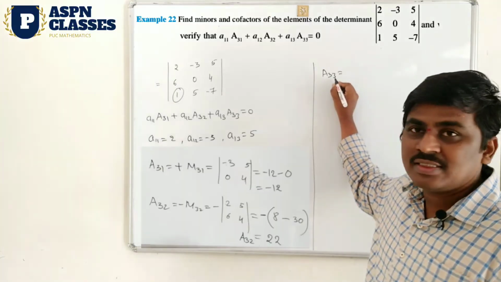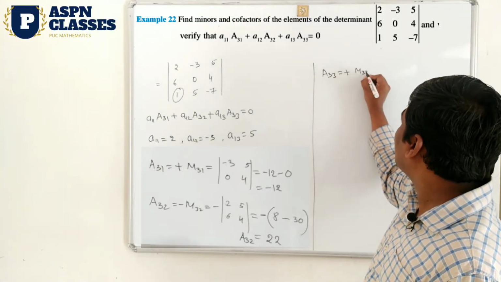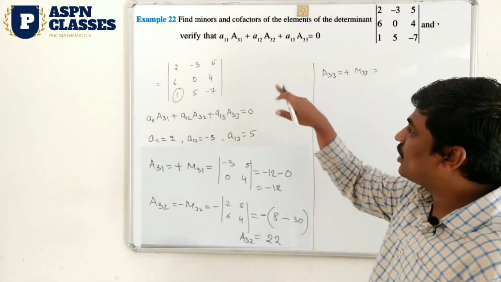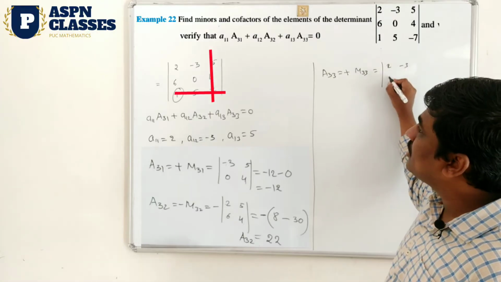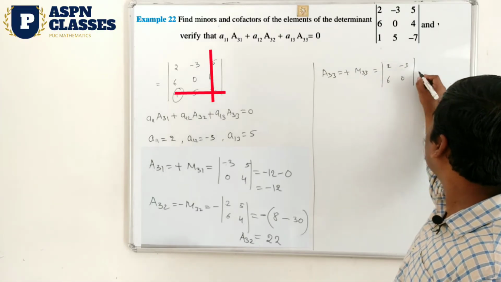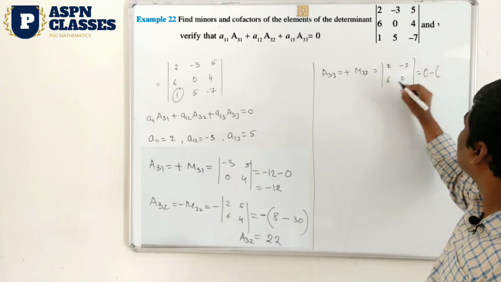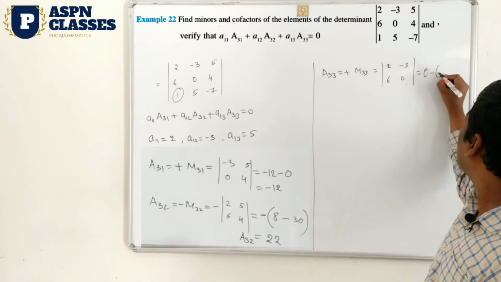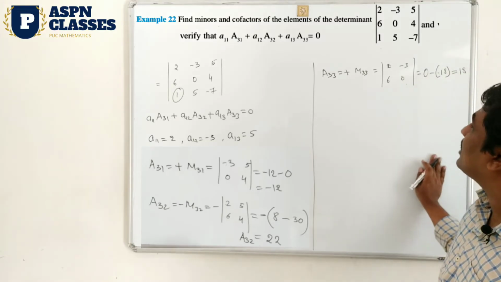A33: 3 plus 3 is 6, an even number, so the sign is plus. To find M33, the third row and third column get cancelled. The remaining determinant is 2, -3, 6, 0. Now calculate: 2 into 0 is 0. Next, the sign is minus, 6 into 3 is 18, so minus minus gives plus 18 as the answer.